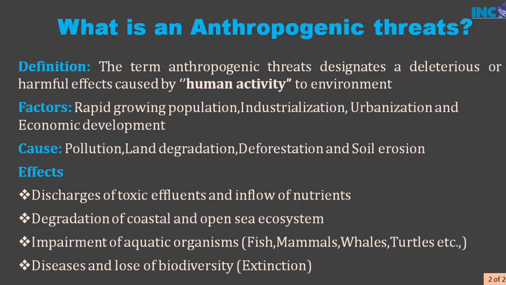What do anthropogenic threats mean? The term anthropogenic threats designates the deleterious or harmful effects caused mainly by human activity to an environment. What are the factors determining this? Mainly rapid population growth, industrialization, urbanization, and our changing lifestyle due to economic development. The main cause of these anthropogenic threats is pollution.